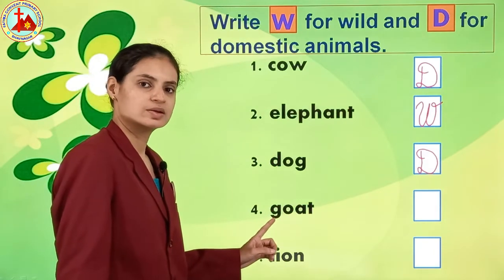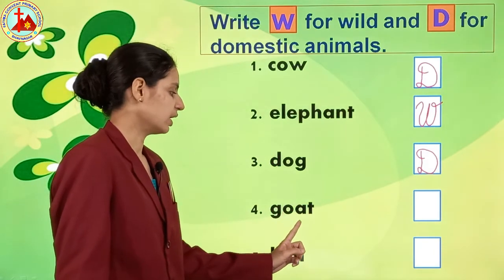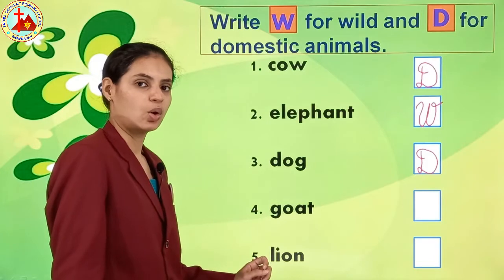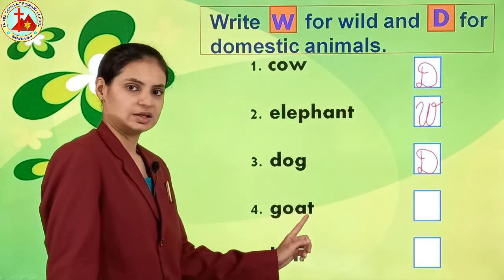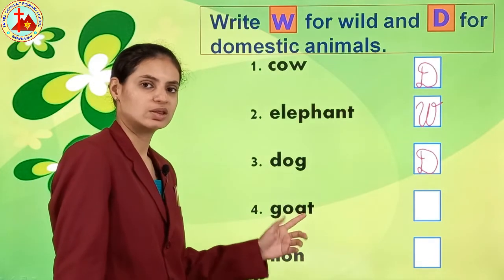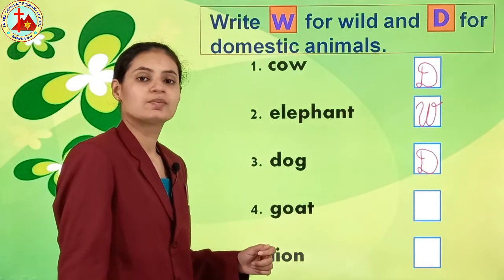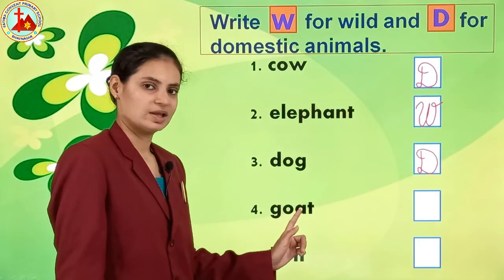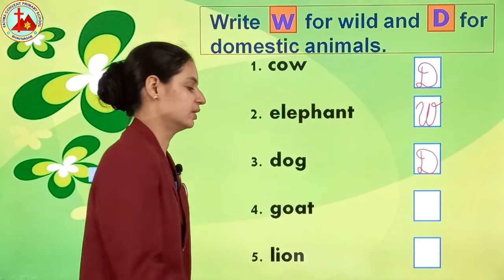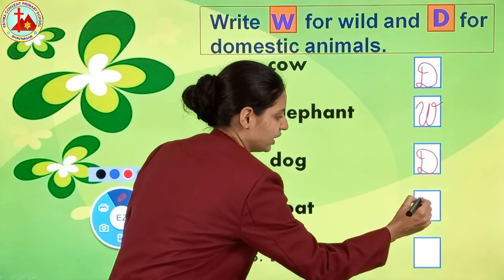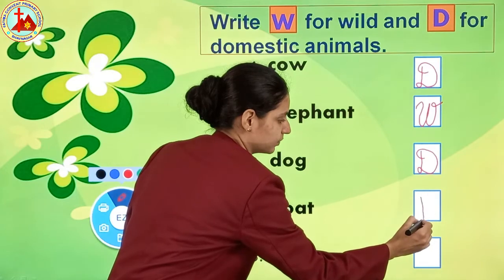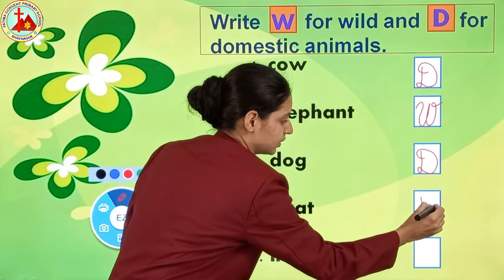Fourth one is G-O-A-T, goat. Goat is which animal? Wild animal. Am I right? No. Goat is domestic animal. So for domestic, we have to write D. Which D? Cursive capital D.